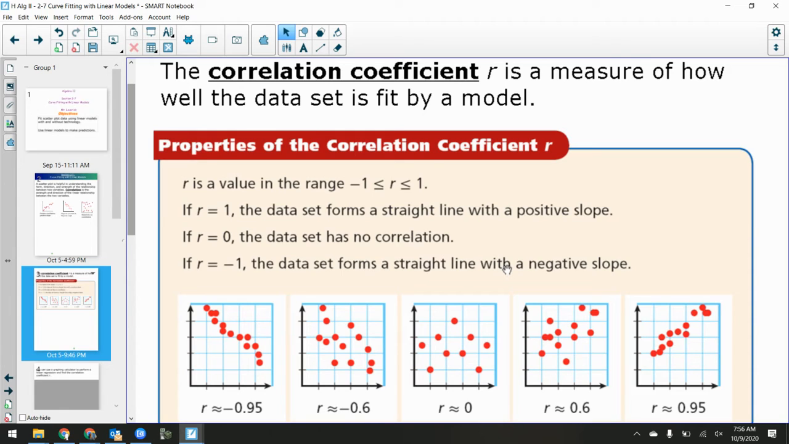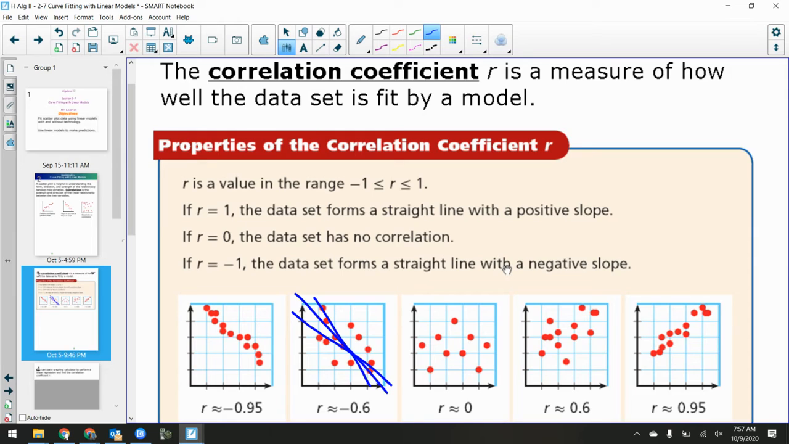Here's a negatively correlated line. This would be an R value around -0.95. It has to be perfectly on the line to be a -1 or +1. This would be around a 0.6. I see somewhat of a downward sloping trend, but where would I draw the line? Would I draw my line in here, or here, or here? Not really sure, right? This is relatively no correlation.